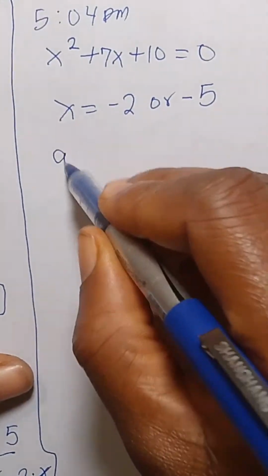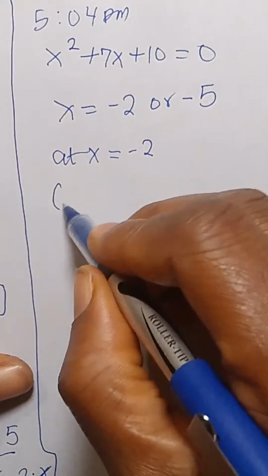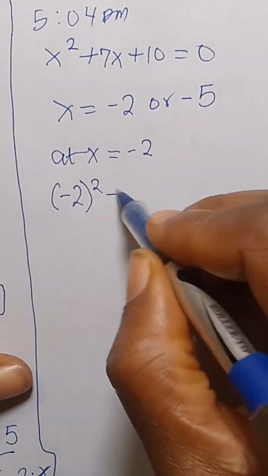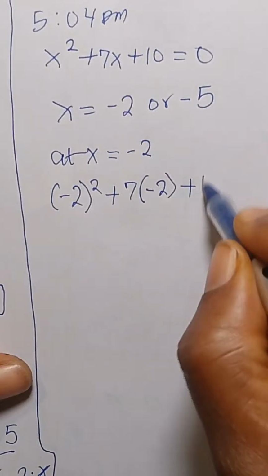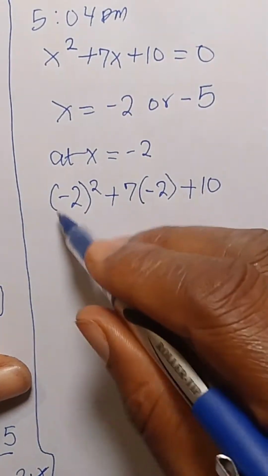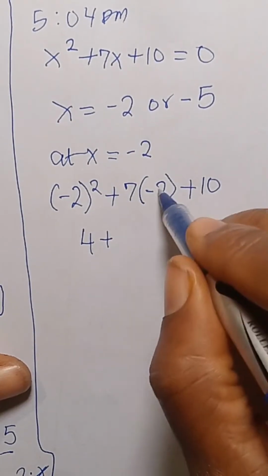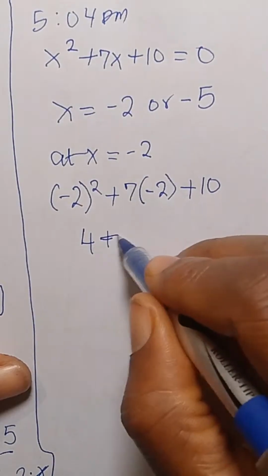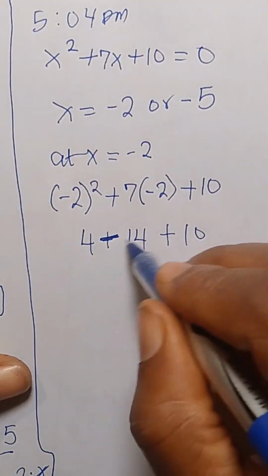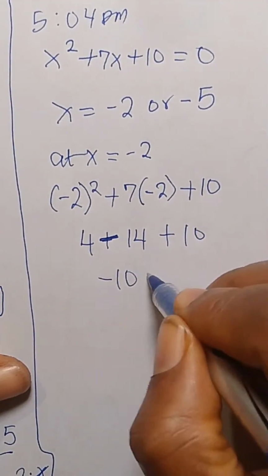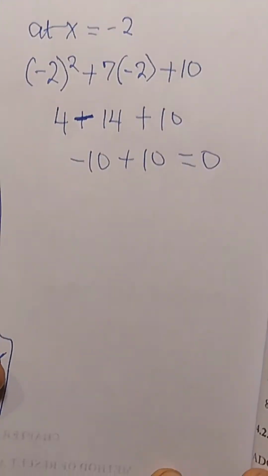Now we are solving at x equal to minus 2. So we have x squared, which is minus 2 squared, plus 7 times minus 2, plus 10. Minus 2 squared is 4, plus 7 times minus 2 gives us minus 14, plus 10. 4 minus 14 is minus 10, plus 10. And as you can see, this is 0. So this shows that our answer is correct.